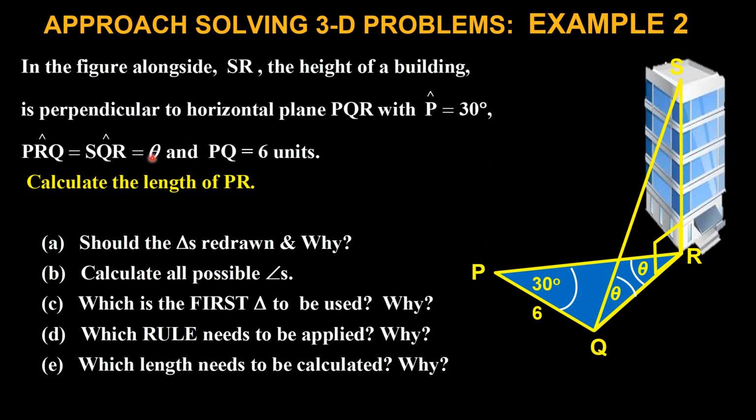Angle P is 30. Angle P, these 2, that's theta, and that one in the horizontal plane is theta, and there's another theta in the vertical plane. Okay, and PQ is equal to 6. And we want to calculate the length of PR. And here's some questions that will help us to understand our approach. In the next slide, we're going to handle each one of them just to illustrate to you the approach, not actually solving the problem.